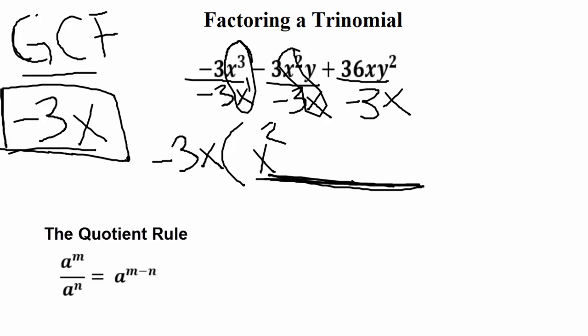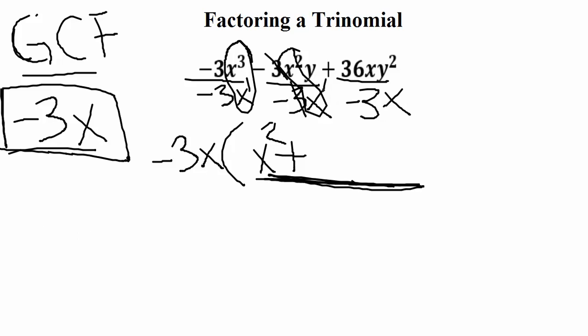Moving on to the next term, we have a negative over a negative, which is positive. We also have a 3 over 3, which is going to cancel out to a 1. Using the quotient rule, we have x squared over x. So again, the quotient rule tells us to subtract. 2 minus 1 gives us a 1.